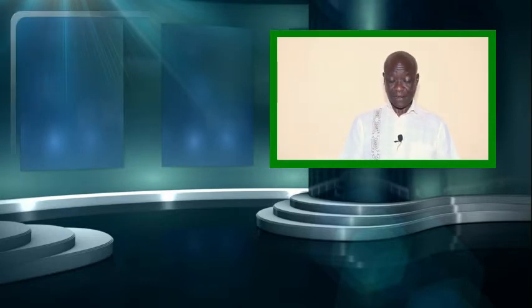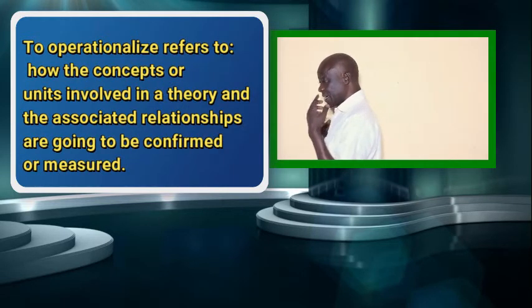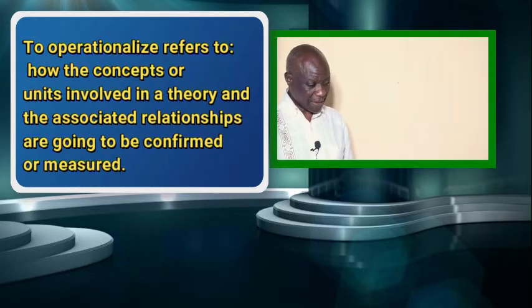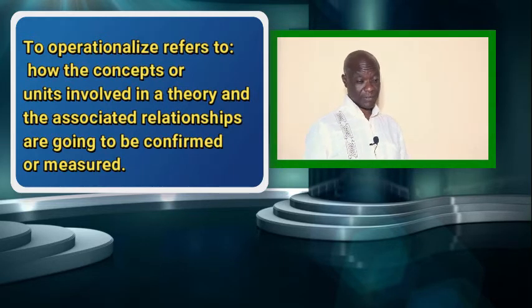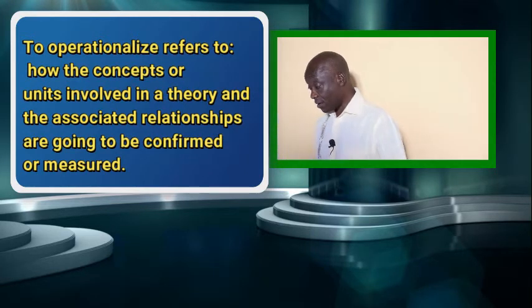So, of course, we need to operationalize. Operationalizing refers to how the concepts or units involved in a theory and the associated relationships are going to be confirmed or measured, ladies and gentlemen. So the confirmation and measuring of these hypotheses become very critical and important. The idea of operationalization developed from the works of Bridgman 1922, 1927, and Bentley 1954, who argued that concepts must be made measurable in order to make statements about their accuracy, and it takes shape in this particular perspective.